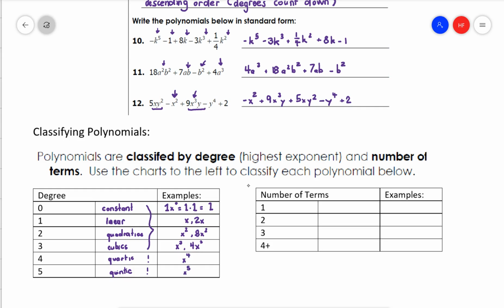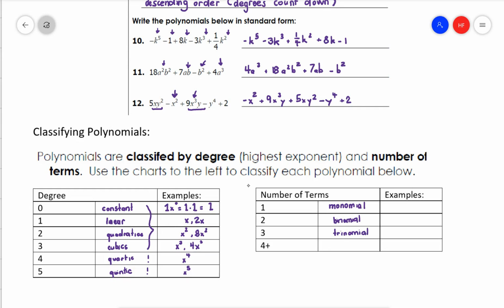Then when we are classifying based on the number of terms, these also have names. If it has one term, that's called a monomial. If it has 2 terms, it's a binomial. 3 terms, think of a bike. If it has 1, it's a unicycle. If it has 2, it's a bicycle. And if it has 3, it's a tricycle. So if it has 3 terms, it's a trinomial.